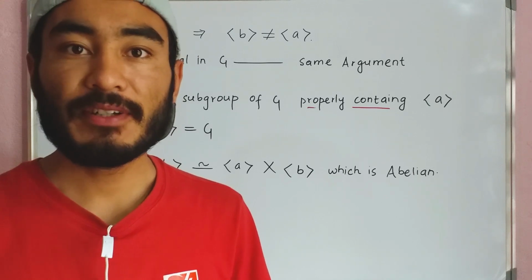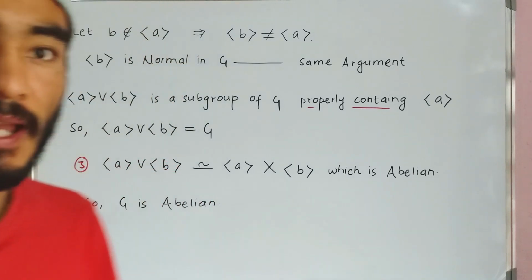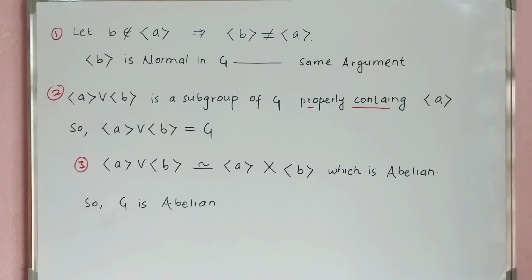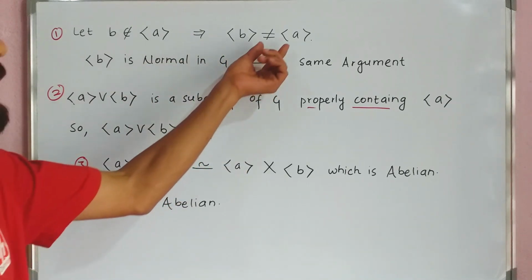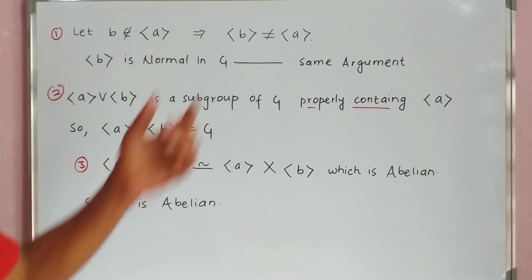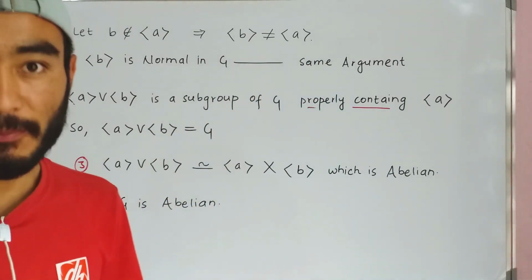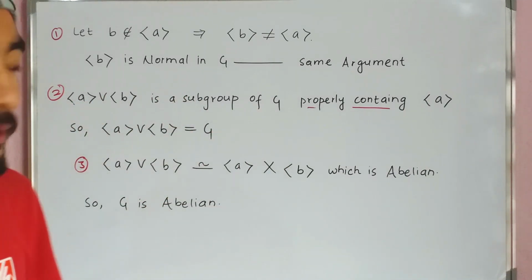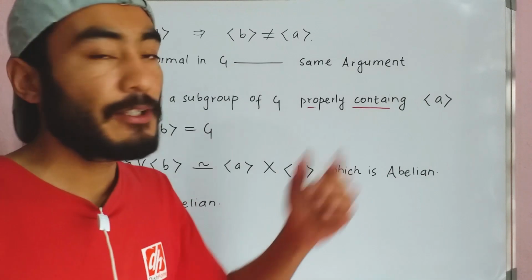Now again, let b be an element of the group G such that b does not belong to the subgroup generated by a. Then the subgroup generated by b is not equal to the subgroup generated by a, and the subgroup generated by b is normal in G with the same argument as previous. Then the join of the subgroups generated by a and generated by b is a subgroup of G properly containing the subgroup generated by a.